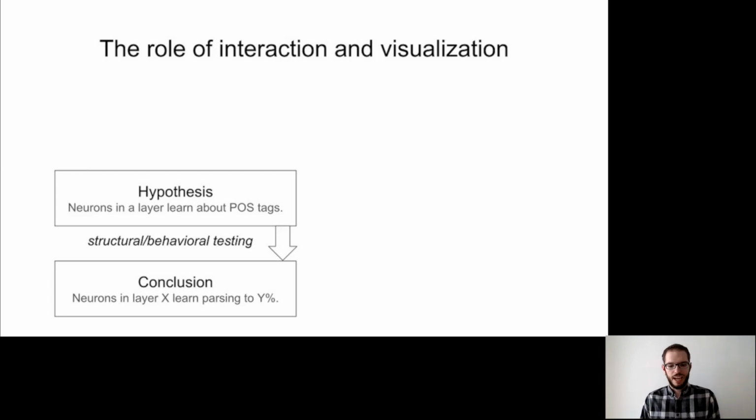I want to also tie this in a little bit with what you've talked about before. In the behavioral and the structural studies that Jonathan and Ellie presented in the first two sections, the goal is to always try and come to a conclusion about a hypothesis that you have. For example, this hypothesis could be to investigate that you think that neurons in a layer learn about part-of-speech tags. And through this structural testing in this case, you can learn that the neurons in layer X learn parsing to Y%.